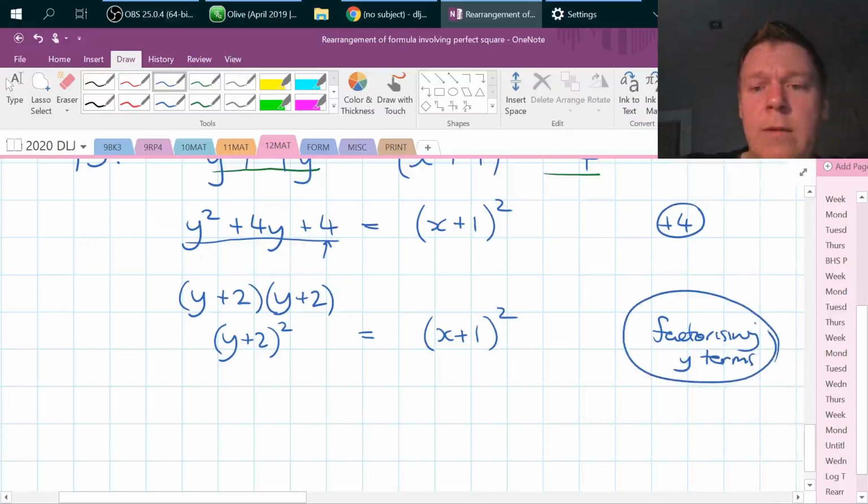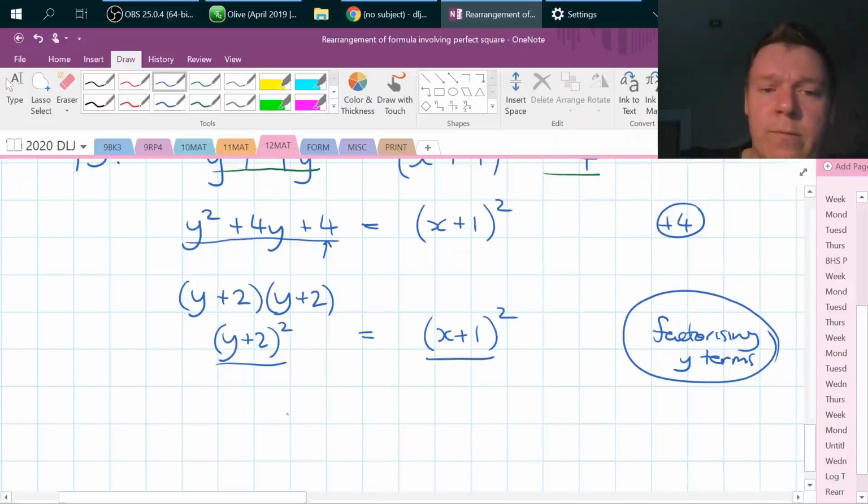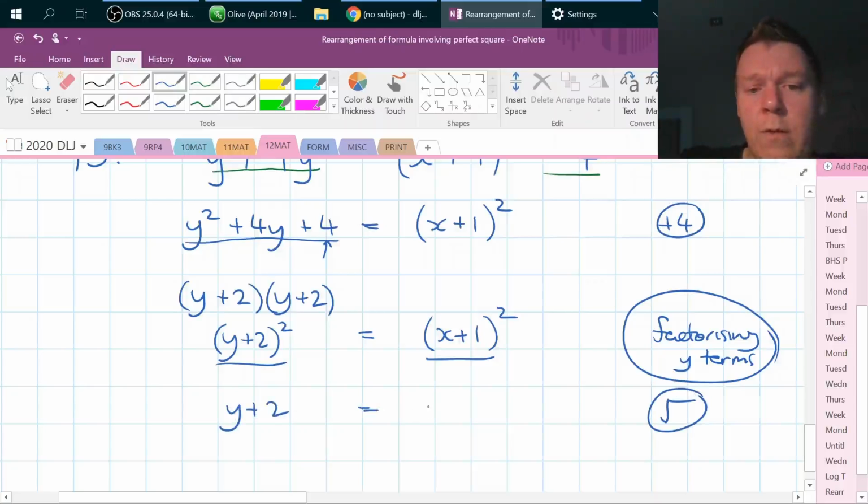Okay, now we've got our y's isolated in a power 2 term, and we've got our x's isolated in a power 2 term. So now we can square root both sides, and it's just going to eliminate those two power 2's. So square root both sides, we're going to get y plus 2 equals x plus 1.